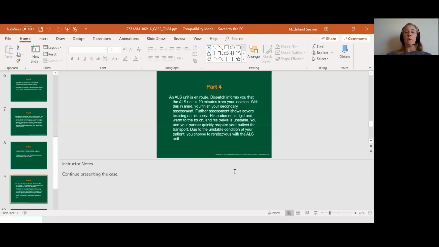All right, so we have severe bruising on his chest. What might that indicate? Internal bleeding or damage to the chest. Damage to the chest wall? Mm-hmm. Okay, tell me how we're going to manage that.